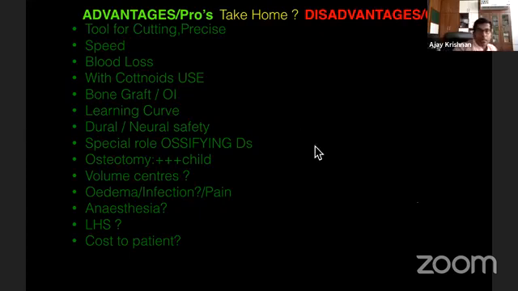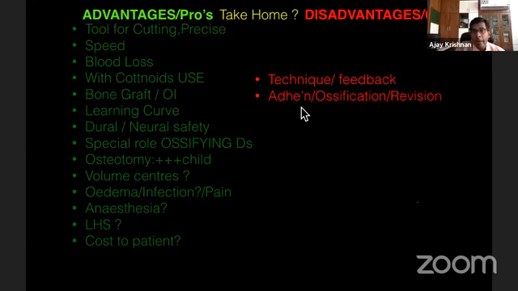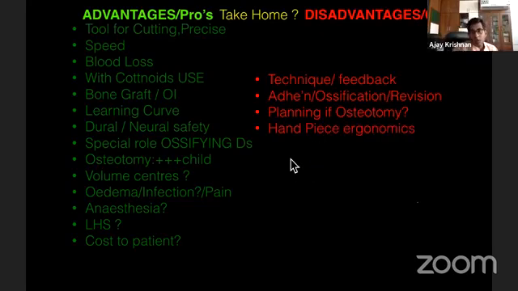And coming to the disadvantages, this needs a feedback to be developed to make it safer, and you prevent that tip issue that Shetty was talking about. With adhesions and ossifications in revisions, you have to be careful. Planning of osteotomies, because once you have cut, you cannot do anything. So you need to plan where exactly you want to place it, because with a burr, you are just progressively moving. Here you are just cut off, and you can create mistakes. So you should be very clear on that.